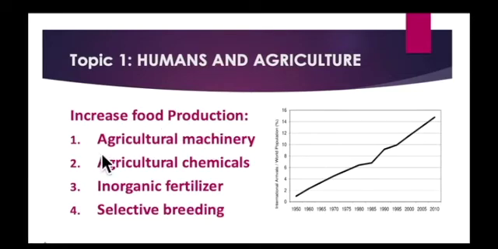Number 1, by using agricultural machinery. Number 2, agricultural chemicals. Number 3, inorganic fertilizers. Number 4, selective breeding. So let's discuss each method one by one.